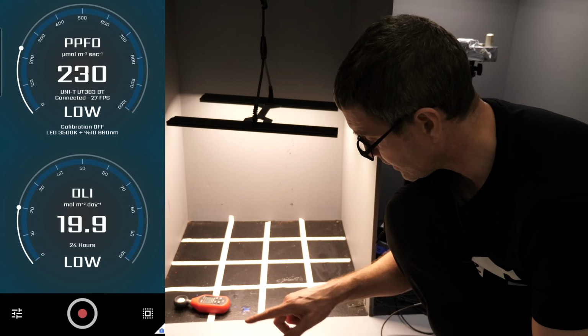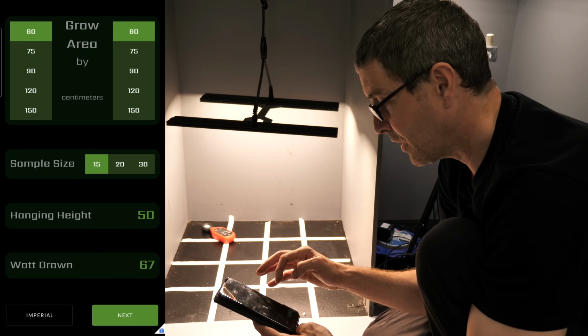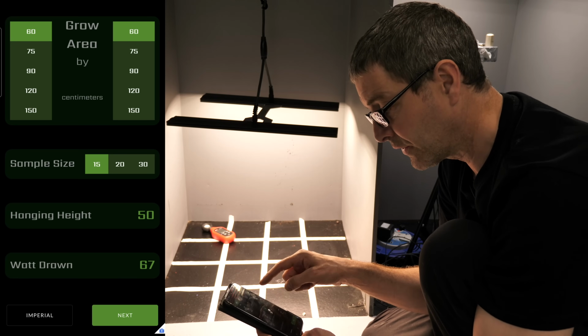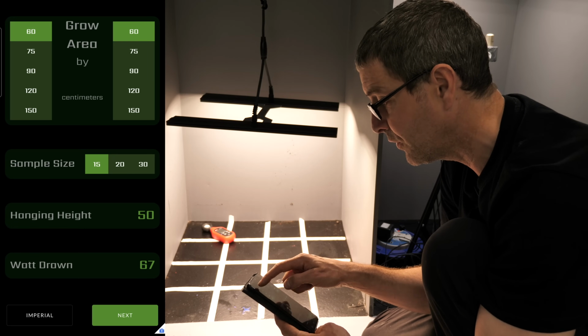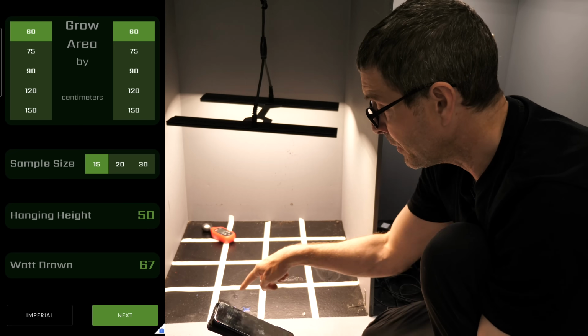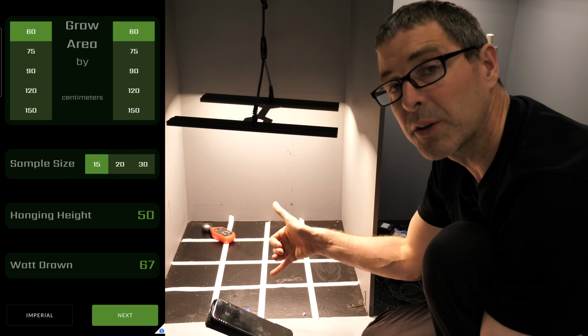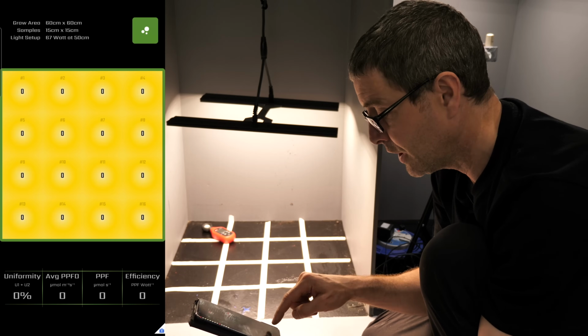I'm getting a reading in there, 230 in that square. Okay, going to tap the bottom right hand square. Select the grow area size, 60 by 60 centimeters. You can change it from inches to centimeters. You can go up to 150 by 150, which is 5 by 5. Sample size, which is the 15 centimeter squares. Hanging height 50 centimeters, approximately 67 watts drawn from the watt meter.